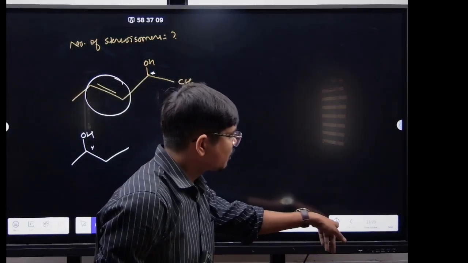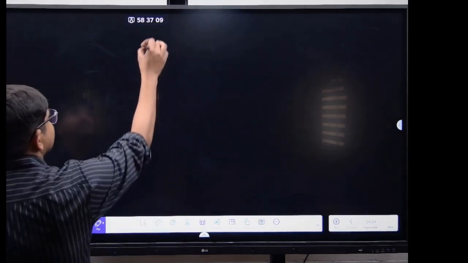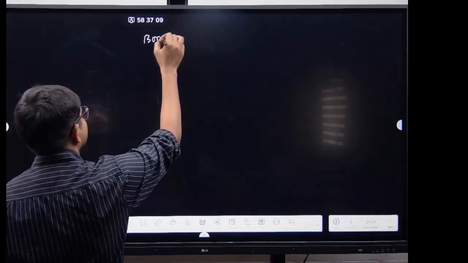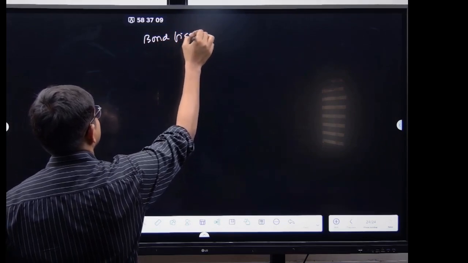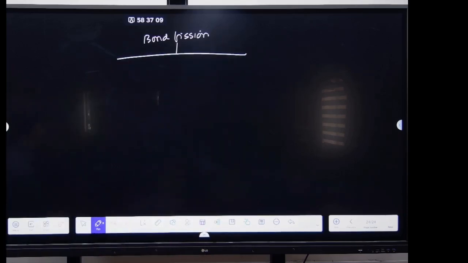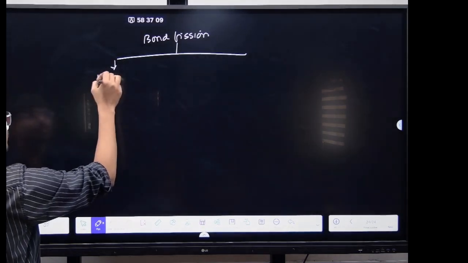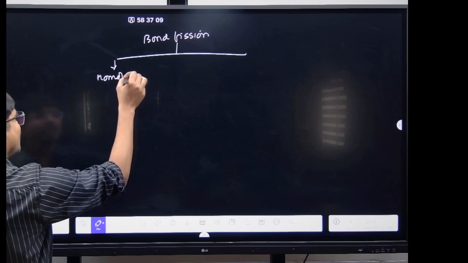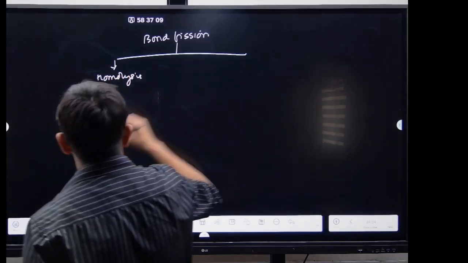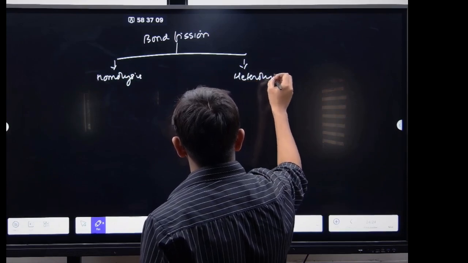Got it? Now coming to bond fission, right? What do we mean by fission? Fission means breaking. So one will be homolysis, and the second will be heterolysis.